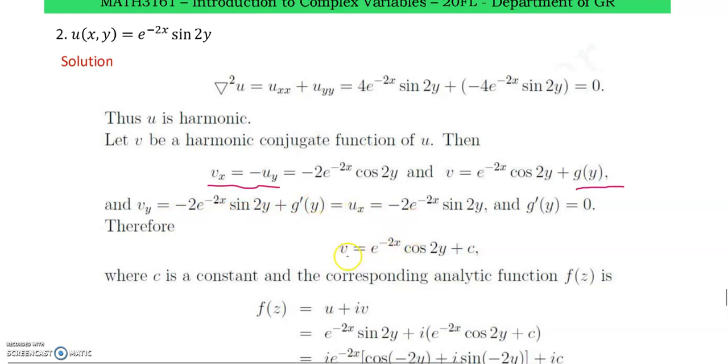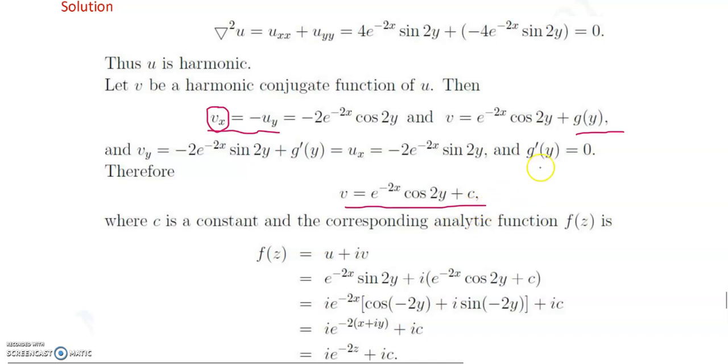So you can write what is v. That is e^(−2x) cos 2y plus c. In the previous question I explained we took v_y and then integrated with respect to y, so we kept x as a constant. Now, very simple, we have considered v_x, so integrate with respect to x, so y is constant. That's why we get g of y, so here we find g dash of y, then you can find the value of g of y again. That is only a constant because here the derivative is 0.